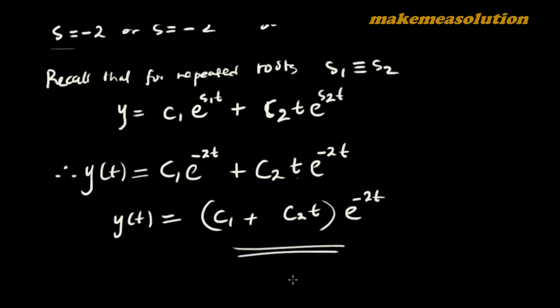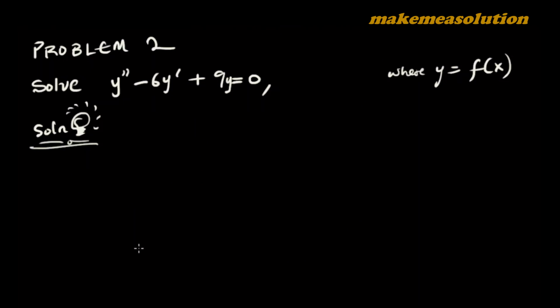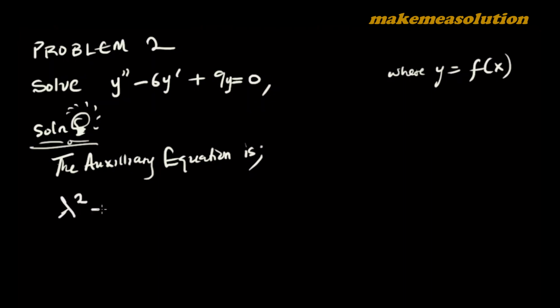So we're going to take one more problem on repeated roots. In problem 2, we want to solve y prime prime minus 6y prime plus 9y equal to 0, where y is a function of x. Okay, so the auxiliary or characteristic equation is, I'm sure you've gotten it already. Let me use another variable just for flexibility. I want to use lambda, so I have lambda square minus 6 lambda then plus 9 equal to 0.